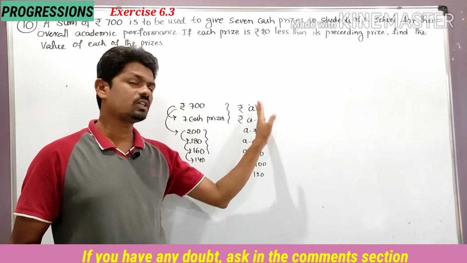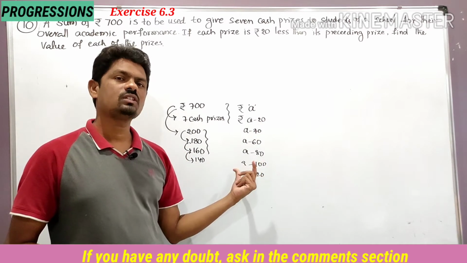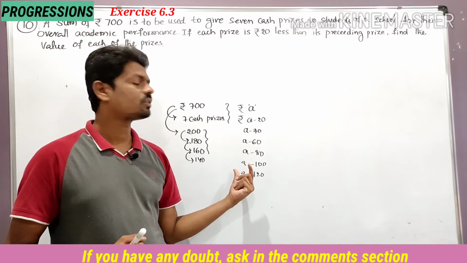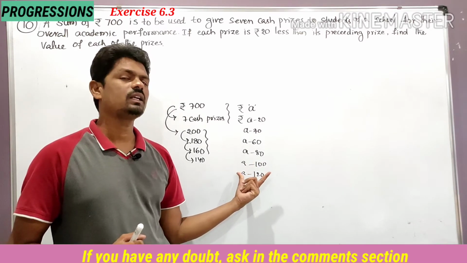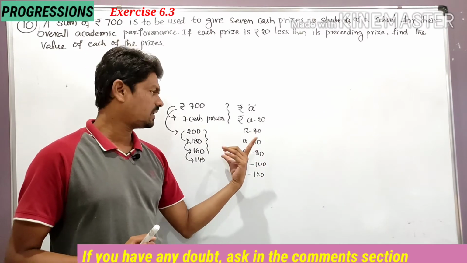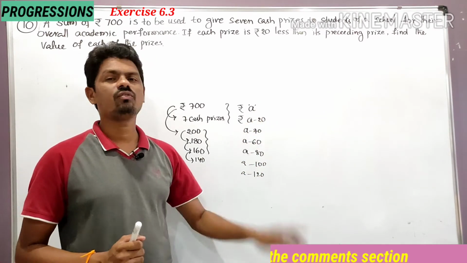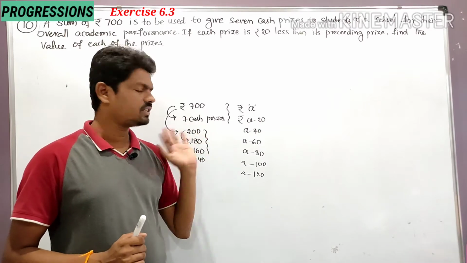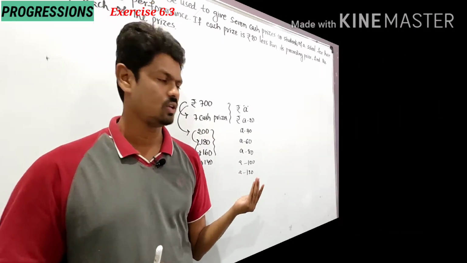So here it forms an arithmetic progression. Using the sum of the n terms of an arithmetic progression, Sn is equal to n by 2 into (a plus an), we have to find the value of a. So that is the analysis of the problem. Now we have to solve.